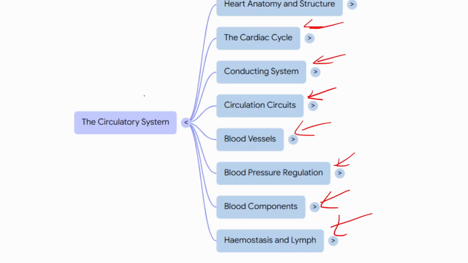That wraps up our complete deep dive into the human circulatory system. A massive thank you to every single one of you who stayed with us until the very end of this lecture. Your dedication to mastering these concepts from absolute first principles is exactly what is going to give you an edge on exam day.